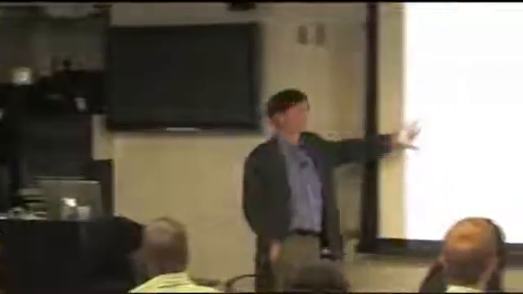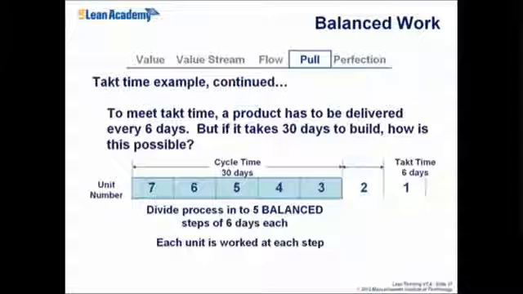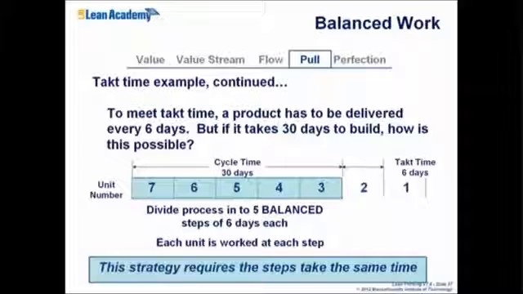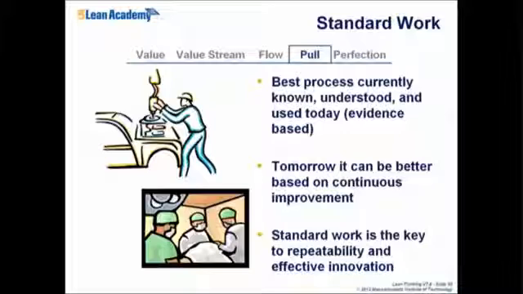So again, not rocket science, fairly simple. But if we look at existing processes, they're very rarely balanced. There usually is a bottleneck process or a problem where one step takes longer than some of the other ones. So balance is a key concept. Standard work we've talked quite a lot about: if we can't standardize work, then it's very difficult to improve it.